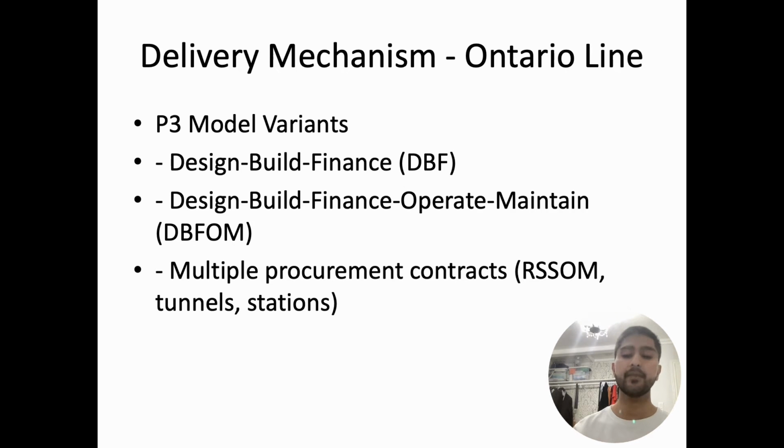The delivery mechanism in the Ontario Line is also P3, and includes design, build, finance, progressive design build, and design, build, finance, operate, maintain. The procurement in the Ontario Line is divided into multiple procurement contracts such as rolling stock systems, operation, and maintenance, southern civil stations and tunnels, bored tunnels and underground stations, and elevated guideway and stations.